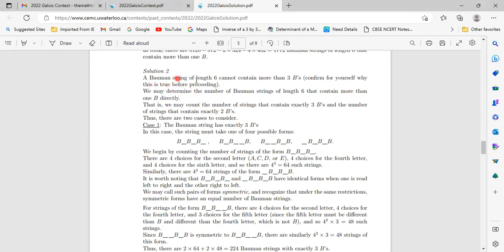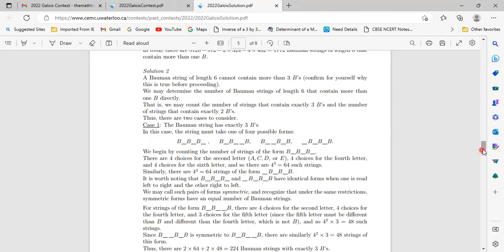So a Bowman string of length 6 cannot contain more than 3 Bs. That I told you, and they have also mentioned, confirm for yourself why this is true before proceeding, because that fails the second condition. We may determine the number of Bowman strings of length 6 that contain more than 1 B directly. For more than 1 B, I showed you the example for 2 Bs and 3 Bs.